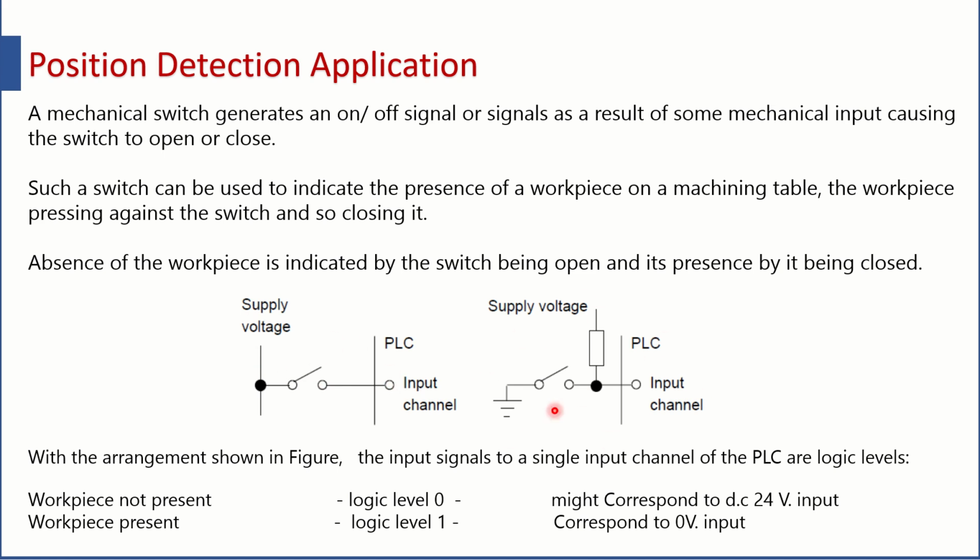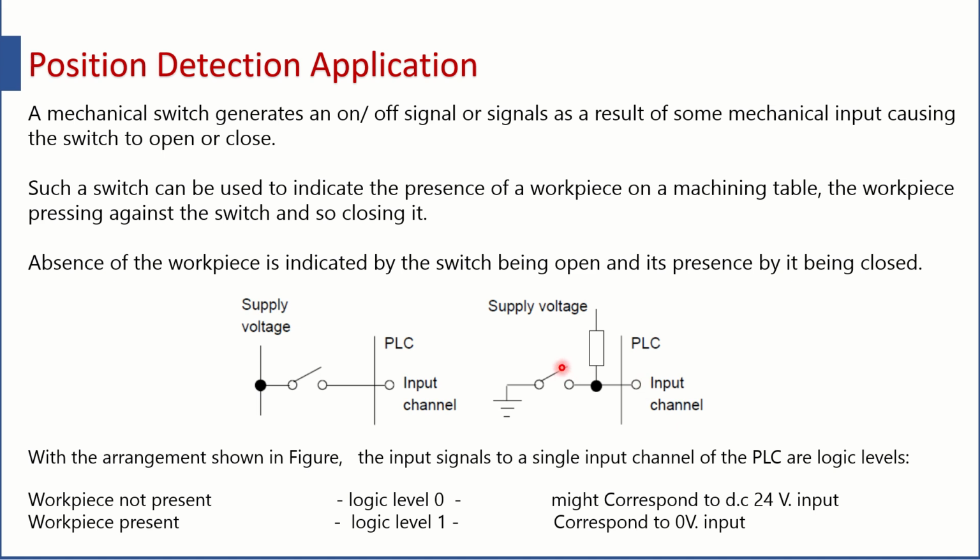Now in this case, what is going to happen is what I have written here. You can find that the supply voltage has been given to the PLC through a resistance. That means you have pulled up the PLC input channel to the supply voltage. So when the switch is open, the logic level is 1, and at this moment you can see with this particular figure the supply voltage is 24 volt, because when the switch is open you are getting 24 volt directly connected to the PLC.